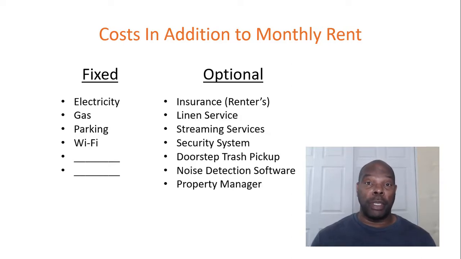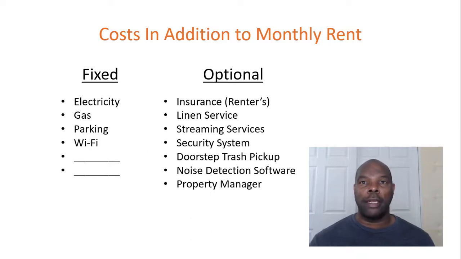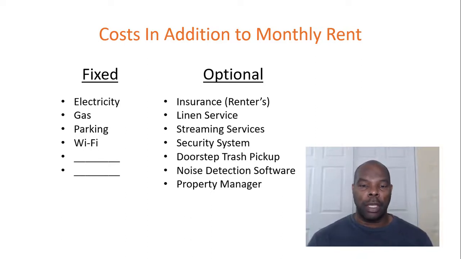Now your optional expenses are things like insurance. Some people want insurance, renter's insurance, and other types of vacation rental insurance. Linen services. Sometimes linen is dropped off for your clients once a month, once every 2 months. That's an optional thing. Different streaming services are optional. You know, Disney Plus, Paramount, all those other packages of HBO and all those things are optional. A security system, if you want SimpliSafe or something like that, those are optional. Doorstep trash pickups, the concierge service for high-end vacation rentals, absolutely.